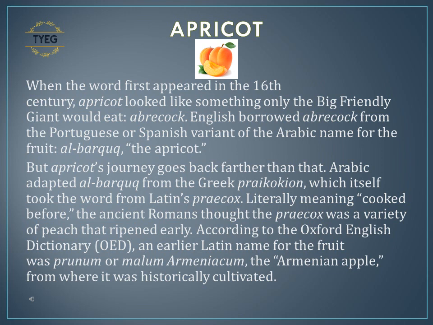Arabic adapted albark from the Greek praeikokion, which itself took the word from Latin's pracax, literally meaning cooked before. The ancient Romans thought the pracax was a variety of peach that ripened early. According to the Oxford English Dictionary, OED, an earlier Latin name for the fruit was Prunum or Melon armeniacum, the Armenian apple, from where it was historically cultivated.